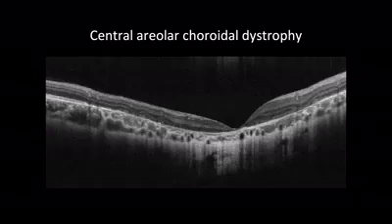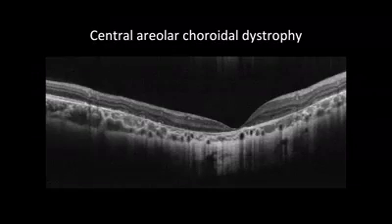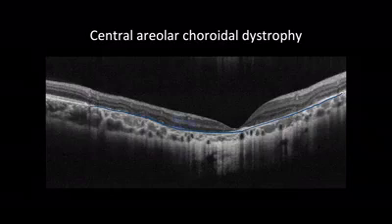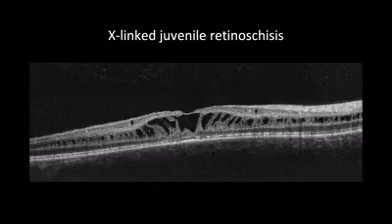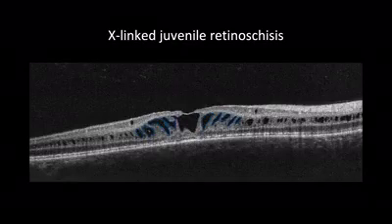Central areolar choroidal dystrophy OCT cross-sections show atrophic changes of RPE and loss of ellipsoid zone and thinning of outer retinal layers, which are located adjacent to a preserved retinal area of RPE and outer retinal tissue. X-linked retinoschisis shows tubular cystic formation and increase of retinal thickening. However, as the disease progresses, the cystic spaces may coalesce.